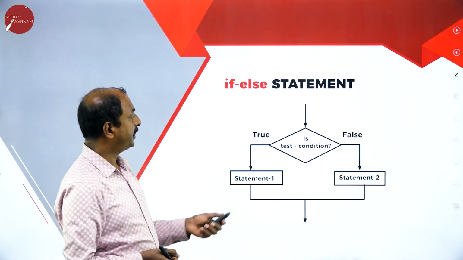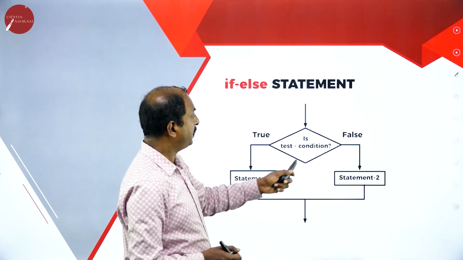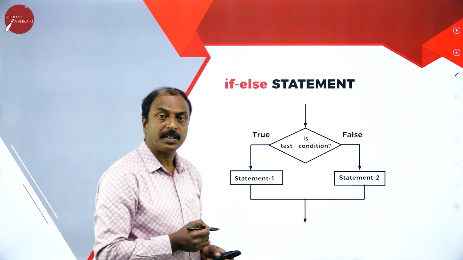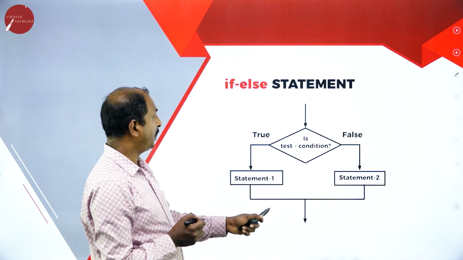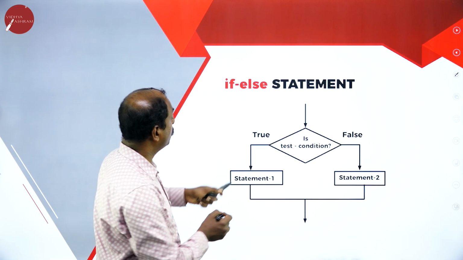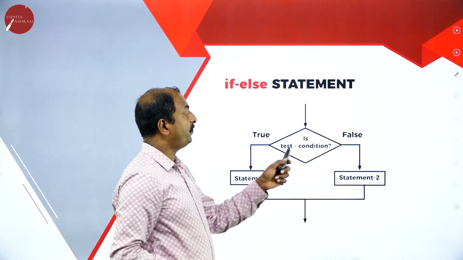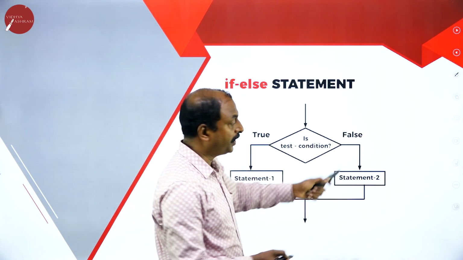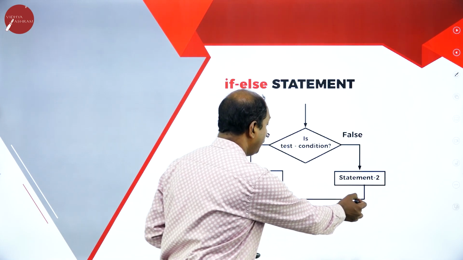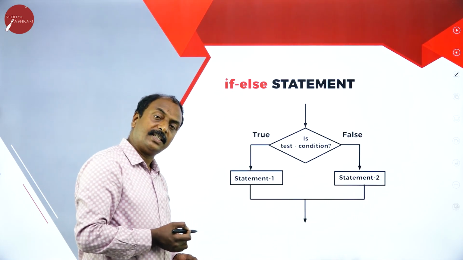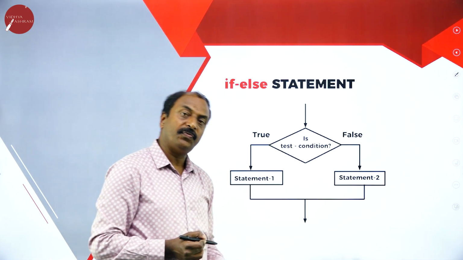Now let us see the diagram, or flow chart, of this. This is the if condition, this is the condition. There are two possible answers: one is true and one is false. If it is true, it executes statement 1 and goes to the next line. If the condition fails or is false, it goes to another set of statements, here statement 2, and goes to the next statement in the program. So this is the flowchart for the if else statement.